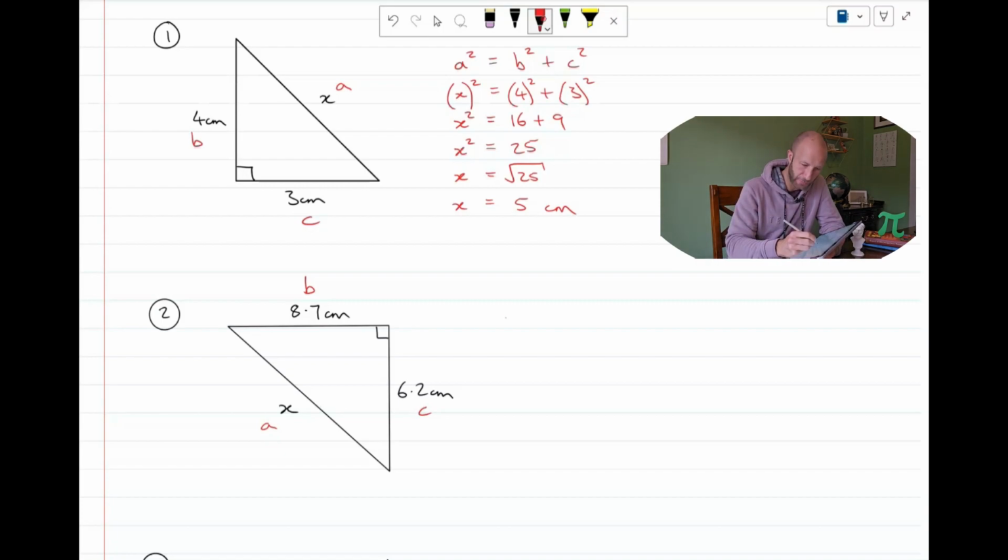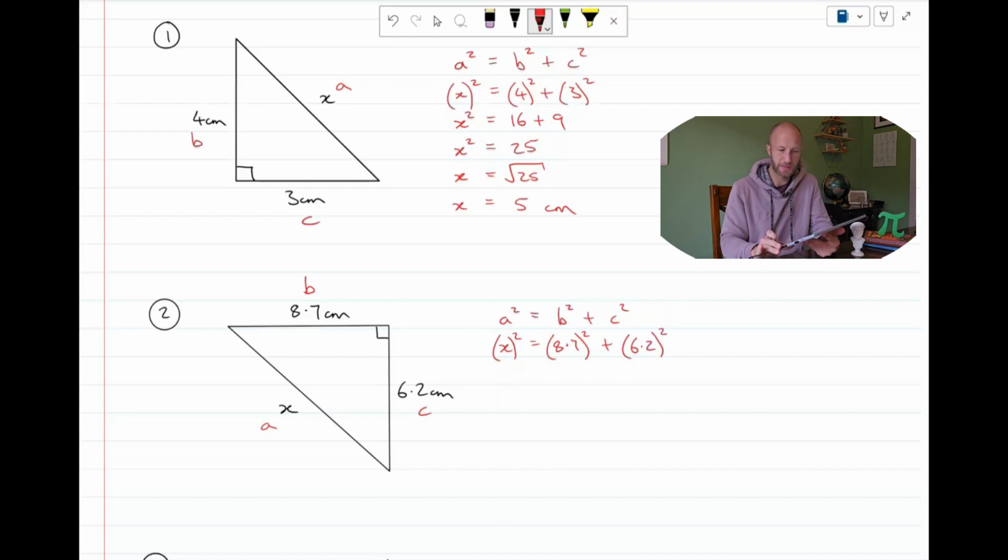So we should always write down the formula. A squared equals B squared plus C squared. And then we can substitute in our values. So wherever the A is, which is opposite the right angle, in this case is our X, that goes in brackets, always in brackets. B, we've labelled as the 8.7 side. So I can put 8.7 in place of B, 8.7 squared for B squared. And then C is 6.2. So we can put 6.2 in brackets for C, and then C squared is 6.2 squared. X squared won't change. We can't square x. We don't know what x is.